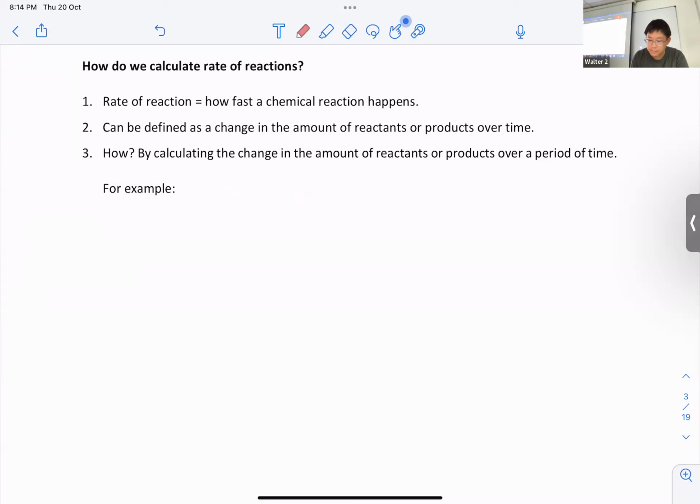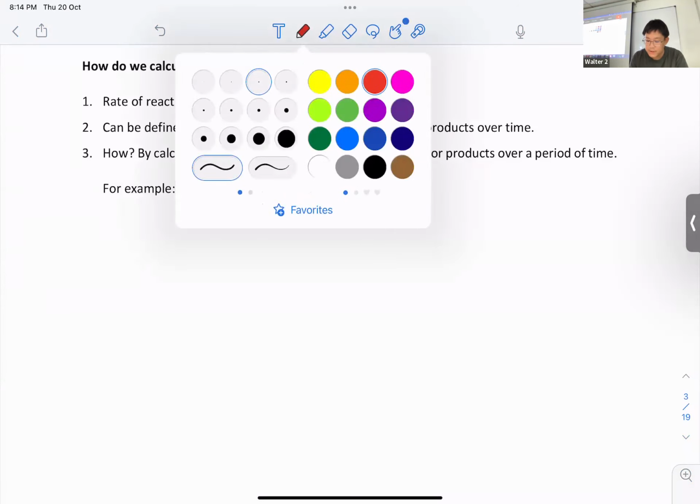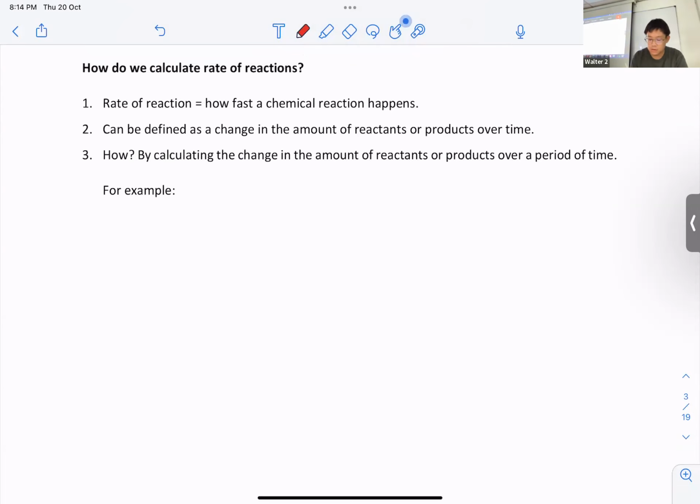Rates of reaction, Chapter 7. Then here you go. So Zn plus 2HCl, you get ZnCl2 plus H2. Okay, last week I showed you.